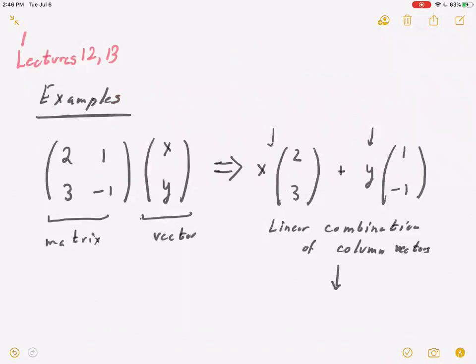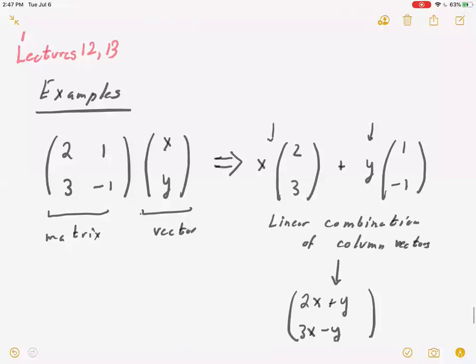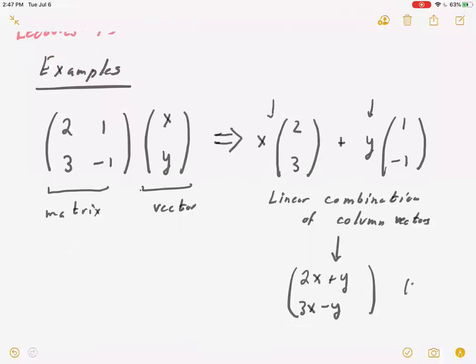This is simply 2x plus y and 3x minus y. This result is a 2 by 1 matrix. It has to be. My original matrix is 2 by 2. My vector of unknowns is 2 by 1. So this final result has to be a 2 by 1 matrix. It has 2 rows and 1 column.